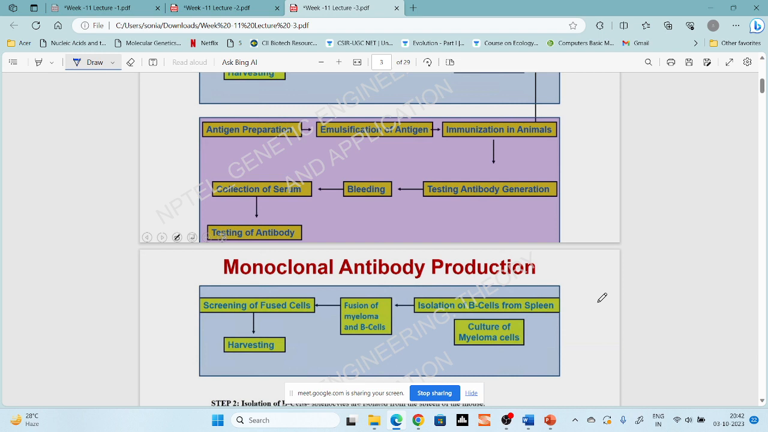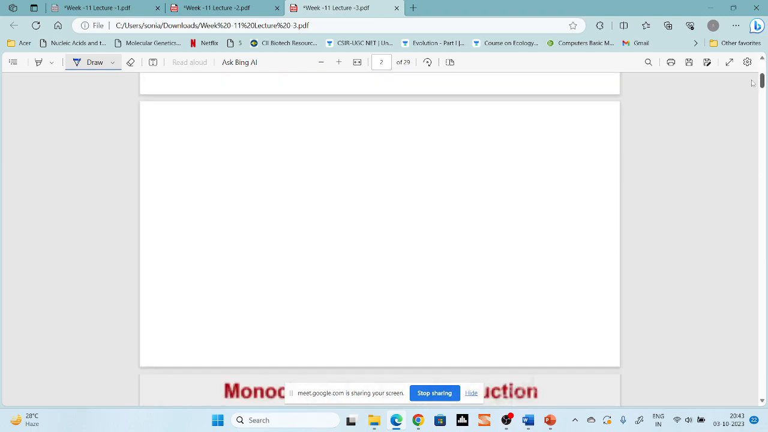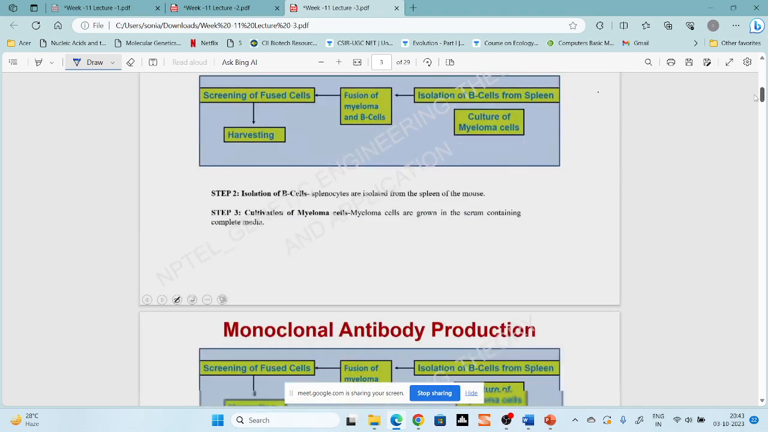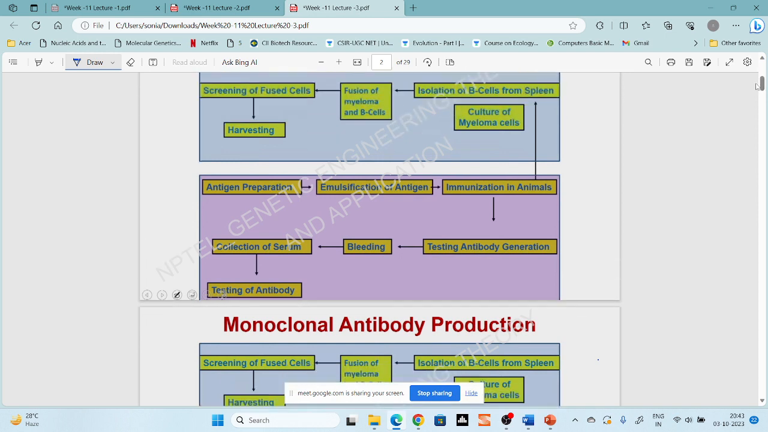We'll see that, but first we'll quickly move on, because we don't really have much time now, and I have still some part to cover. Okay, so what you have to do, it's simple now, is first you have to immunize your animal.